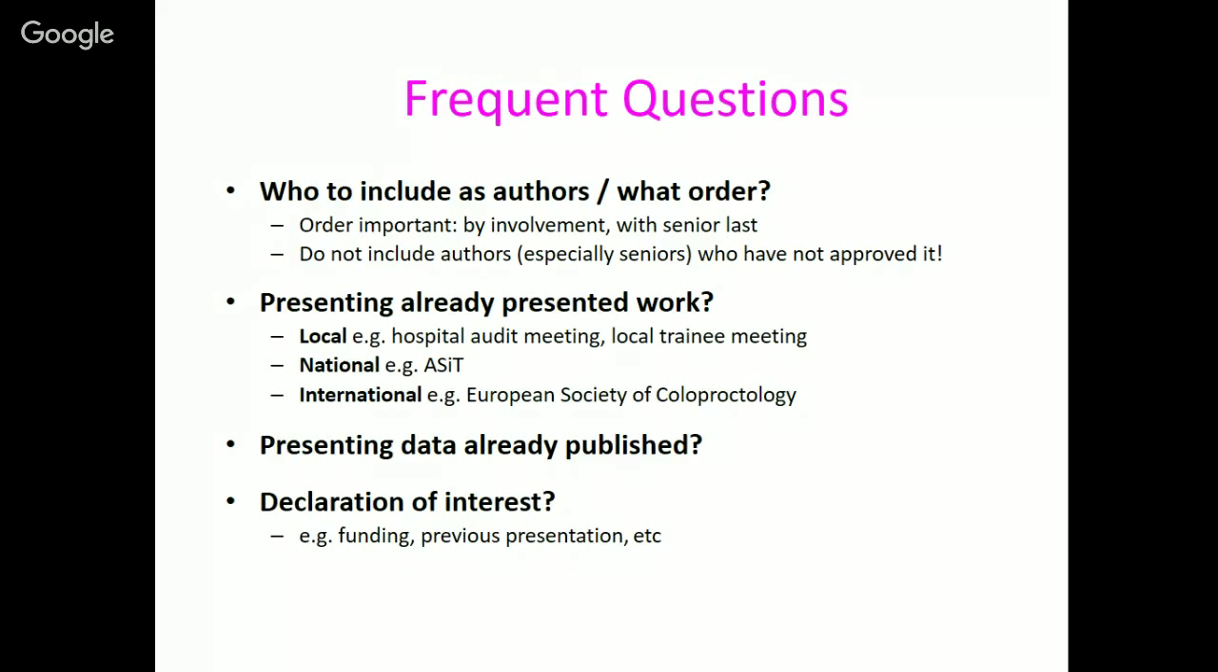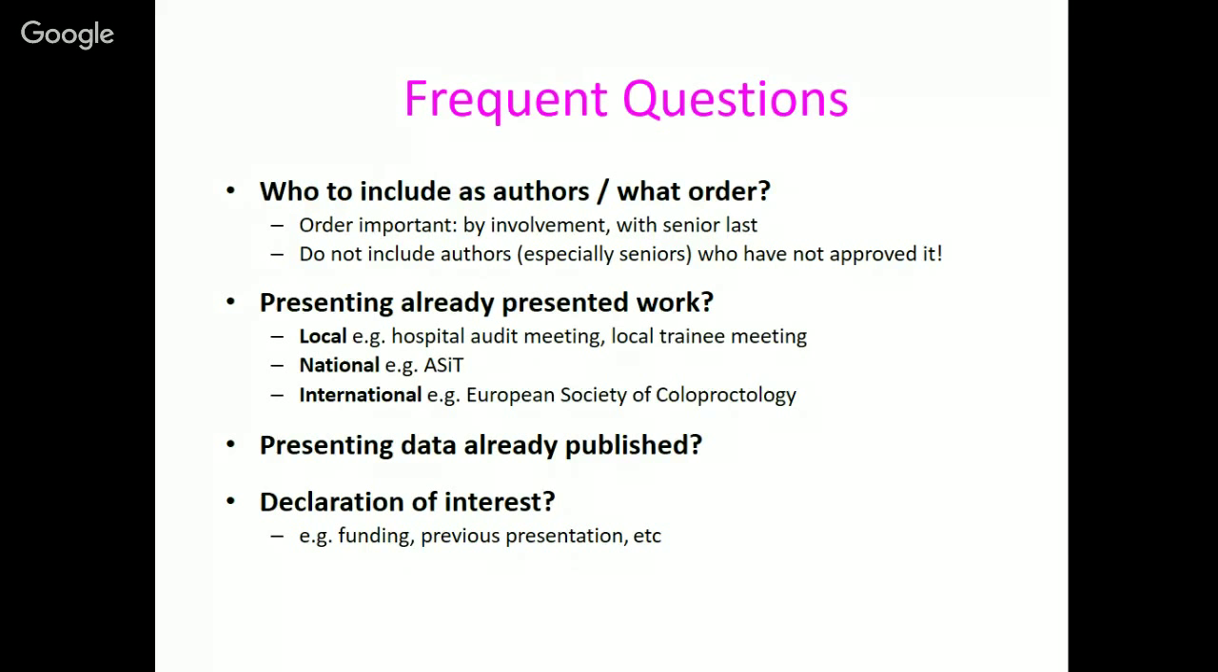The important thing is to just let each of those organizations that you might be presenting at know that it has already been presented before somewhere else, because some conferences and organizations are not keen on that, and they might call it duplication of academic work. So if it's already been published, let them know. And obviously, if you have any declarations of interest or conflict, previous presentations, or funding, please do declare that.